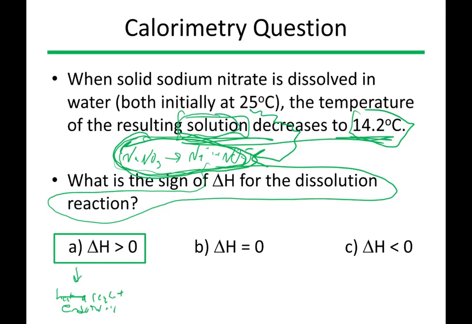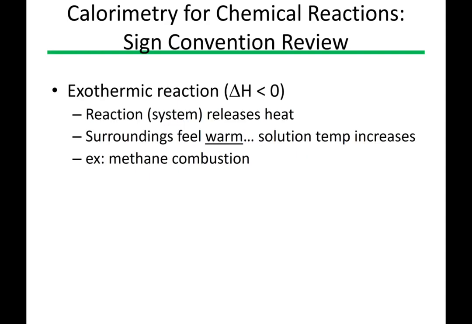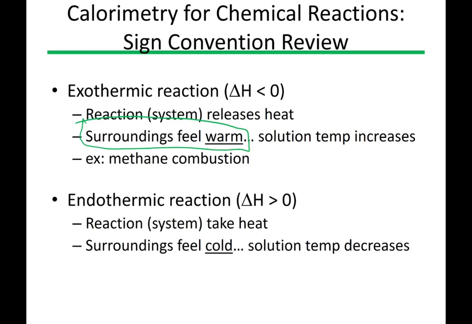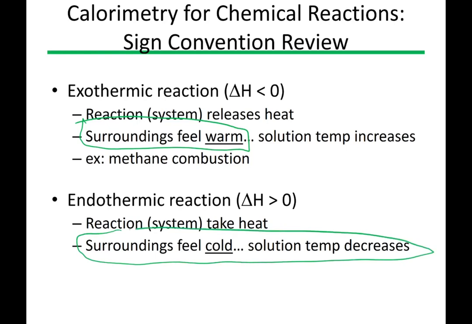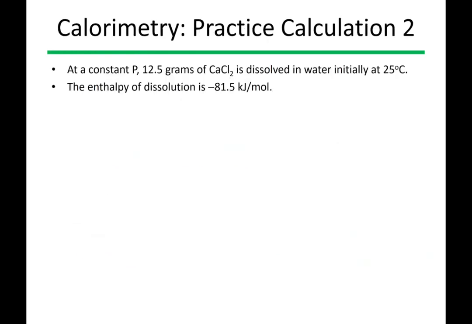So the delta H of the reaction, if the surroundings get colder, is going to be positive, whereas if the surroundings got hotter, it would be negative. So remember, exothermic reactions have a negative delta H. They'll release heat, but the surroundings will feel warm because they are getting that heat. This would be like a typical combustion reaction, whereas in endothermic reactions, the system's going to have to take heat, so that'll make the surroundings feel colder, and the temperature of the solution will decrease.